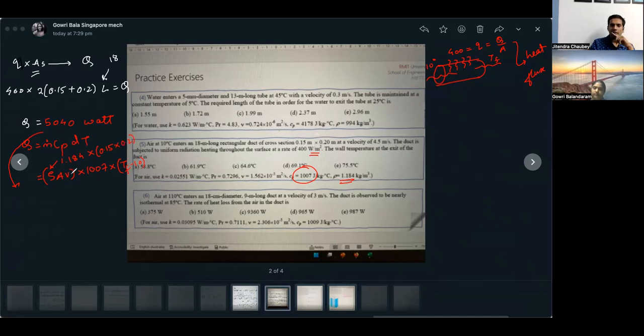You know the cross section area of a rectangle, right? Simple area of a rectangle. Velocity is 4.5. Let's simplify and find T final, the final temperature of the air. It is 5040 divided by 1.184 into 0.15 into 0.2 into 4.5 into 1007, plus 10.